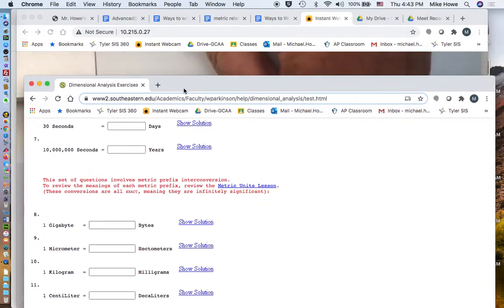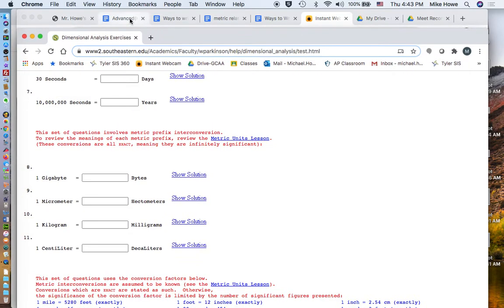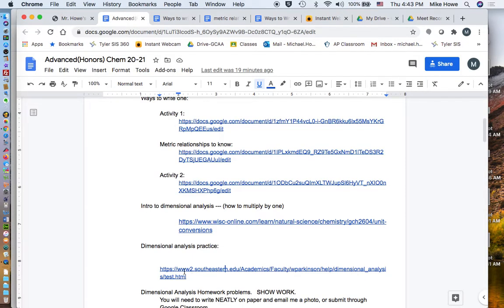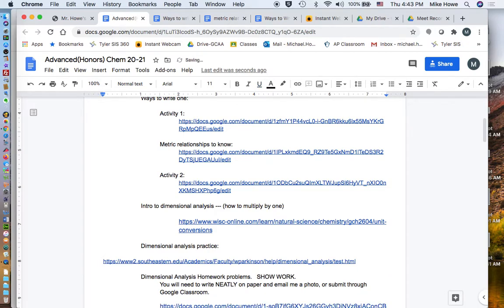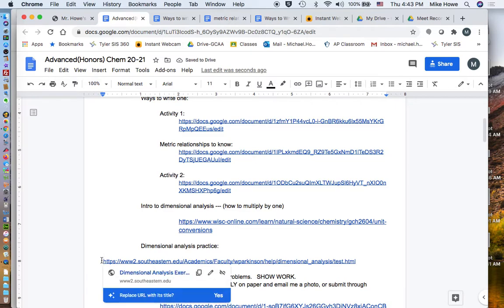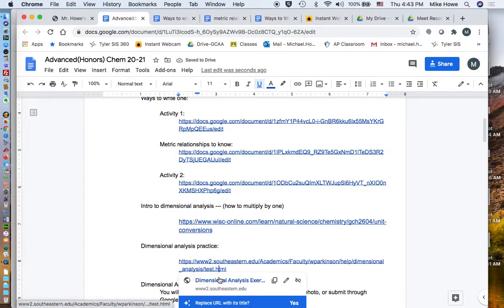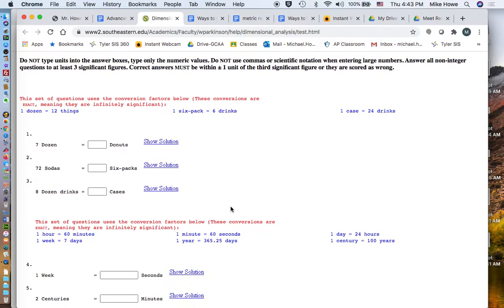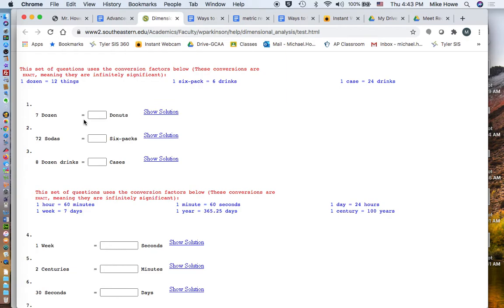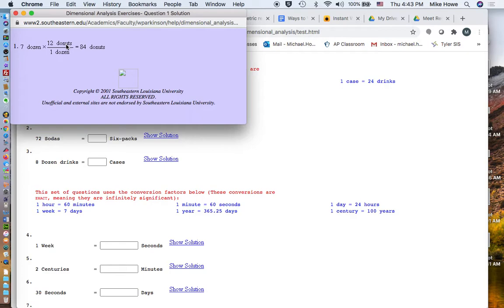Those of you who are watching closely notice that I pulled this problem set from right here, the dimensional analysis practice. On the website, if you click on Dimensional Analysis Practice, this will pop up. Each of these answers is worked for you, if you struggle with it. So if you wanted to change 7 dozens into how many donuts are in 7 dozen, and show your solution, you'll see there's 12 donuts per dozen. So 7 times 12 means 84 donuts.